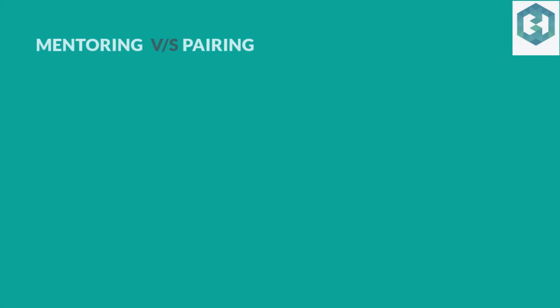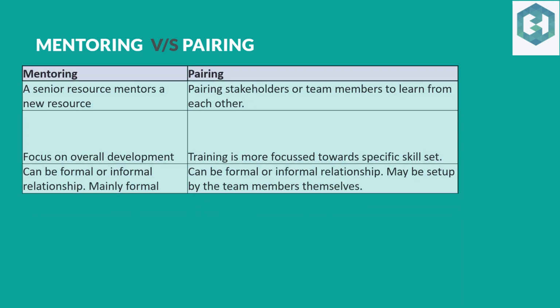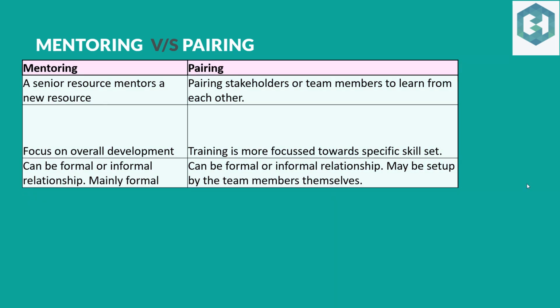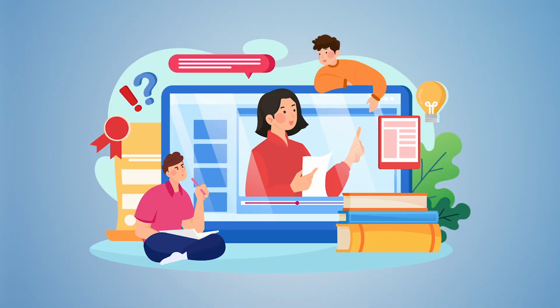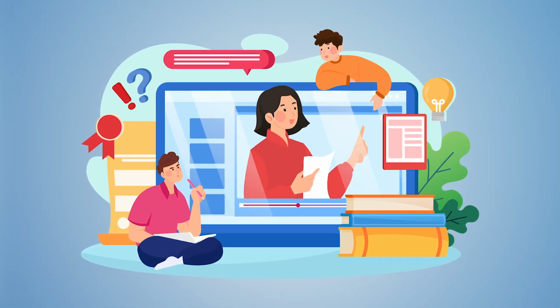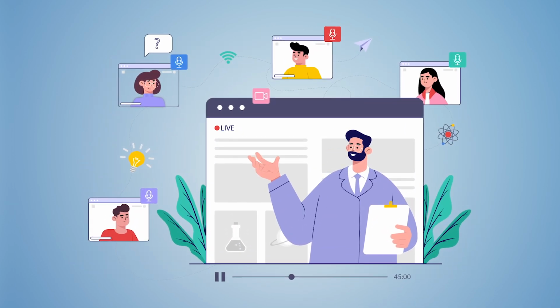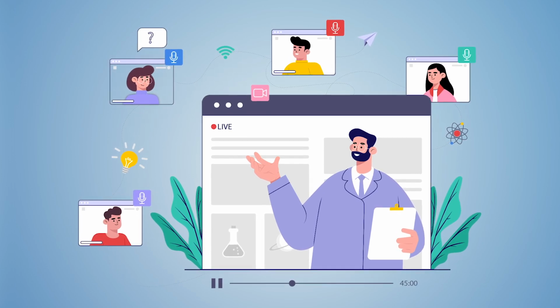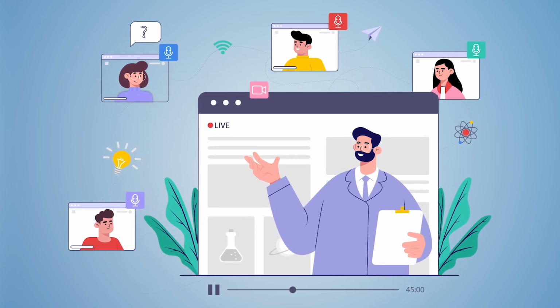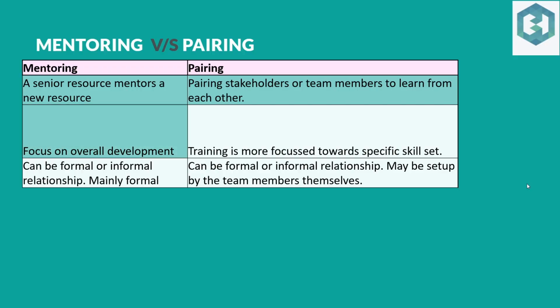And we definitely have a difference between mentoring and pairing. So what is mentoring? Mentoring is basically a senior resource mentoring a new resource. On the opposite end, we have pairing, which is pairing stakeholders or team members so they learn from each other. For example, I will be your mentor and our team of mentors will mentor you to pass the exam. But then you can say, hey, I want to learn with so and so. Can I get someone in my country? Can I get someone in my city so that we can learn together? That's pairing, right? So mentoring is focused on the overall development.